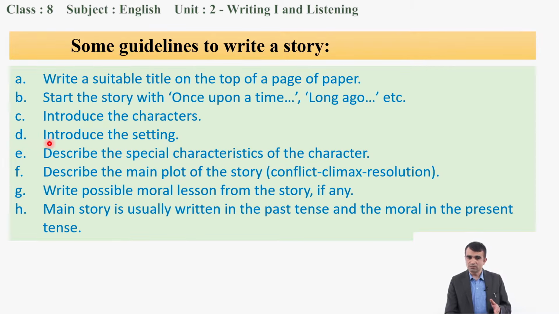So introduce the characters. Similarly, D, introduce the setting. Setting means what the context is. For example, once upon a time there was an old man in a village. Now what is the setting? He was poor, he was hardworking, he used to live in a small hut. So this is the setting, isn't it? So describe the context of the story. That is the setting, in which context this story is taking place. Another example can be, once upon a time there was a girl, she was beautiful, but she was proud of her beauty.